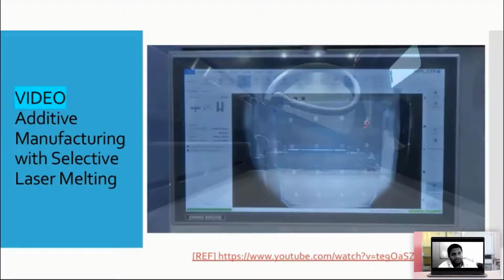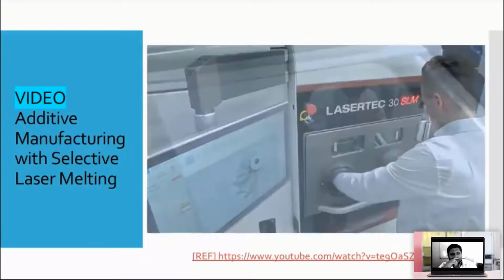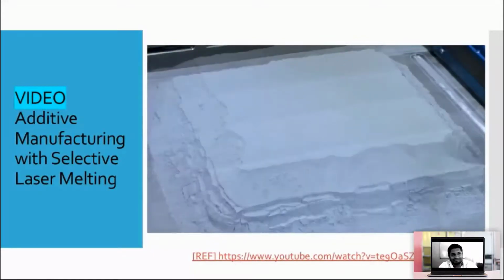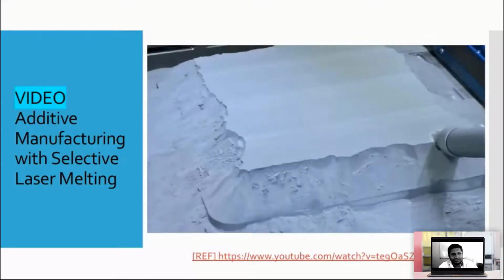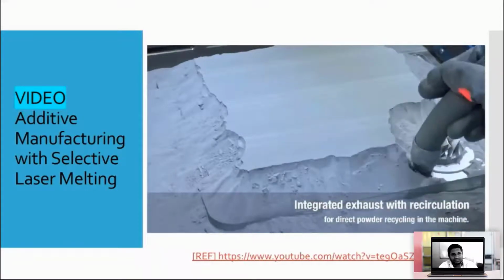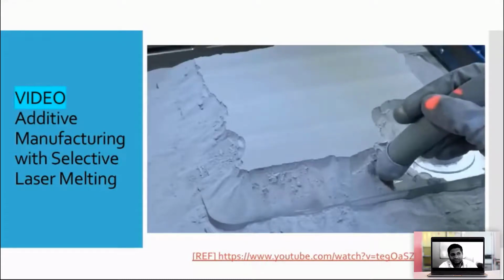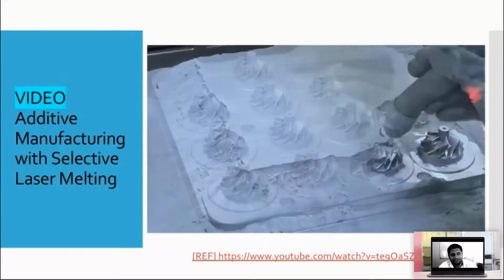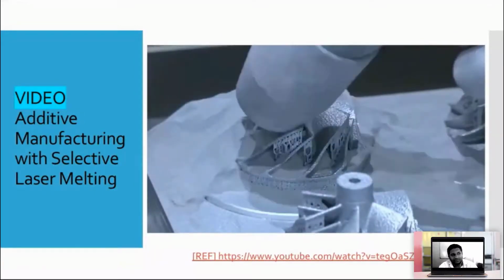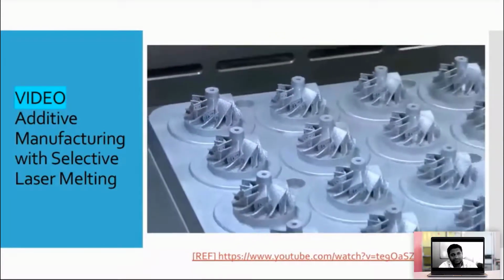So we will see how the parts look, but now the extra powder needs to be removed. So they are sucking the powder. Now they have created a turbine impeller, for pumps I guess. Sometimes they use these types as intercoolers or turbo for our cars also. So this is our finished product.